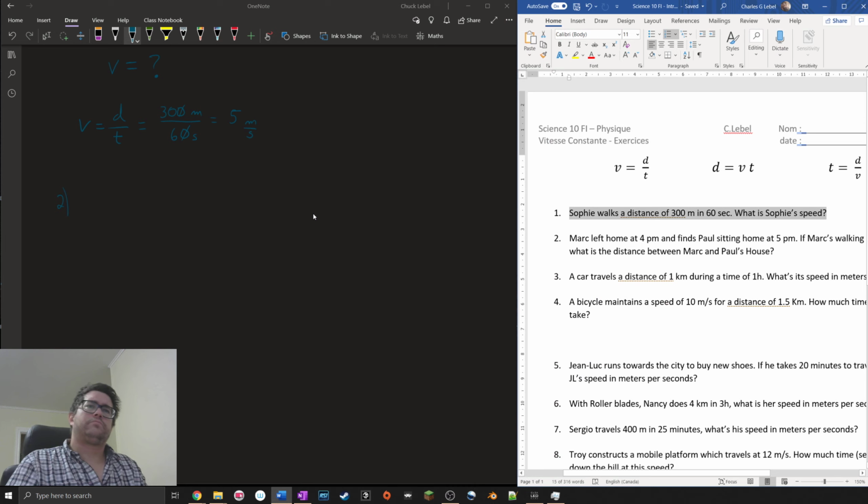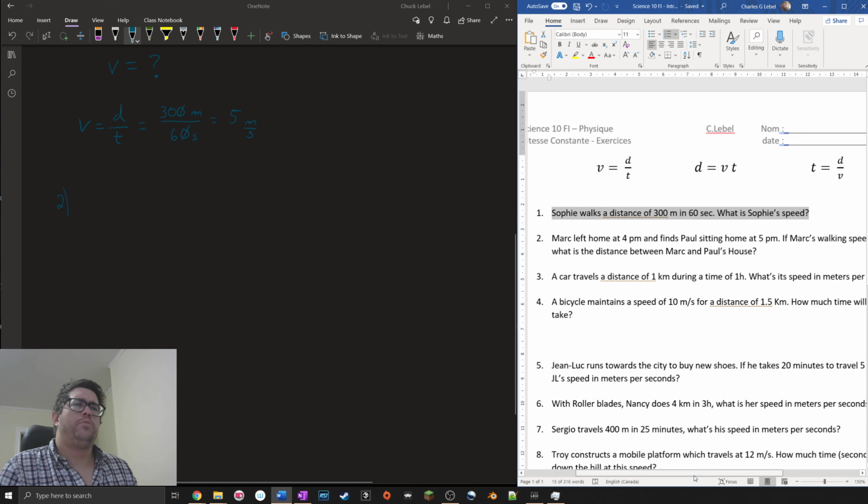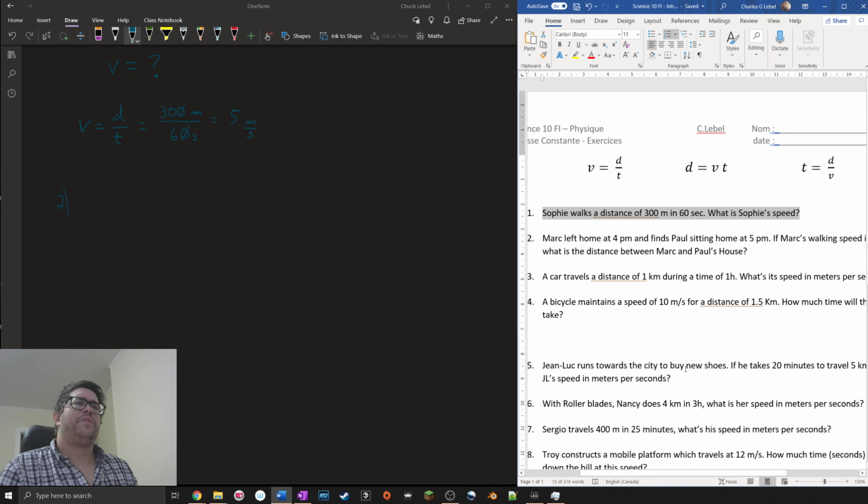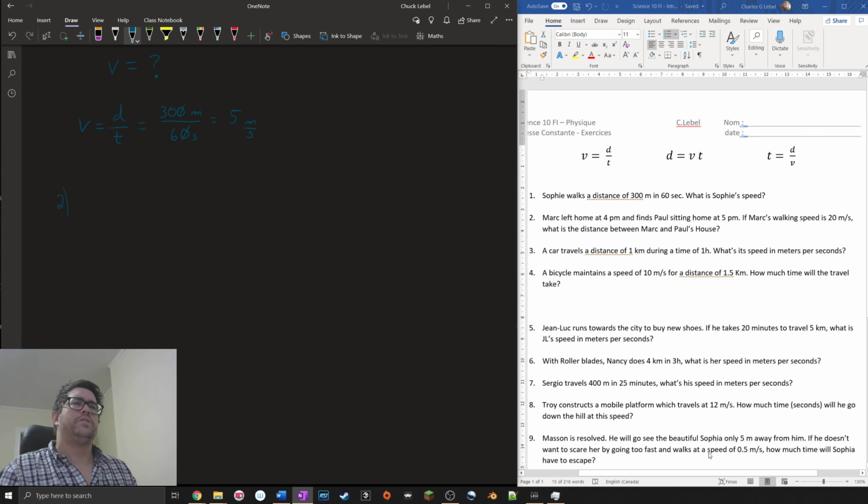2. Mark left home at 4 p.m. and finds Paul sitting home at 5 p.m. Okay. If Mark's walking speed is 20 meters per second, what is the distance between Mark and Paul's houses?